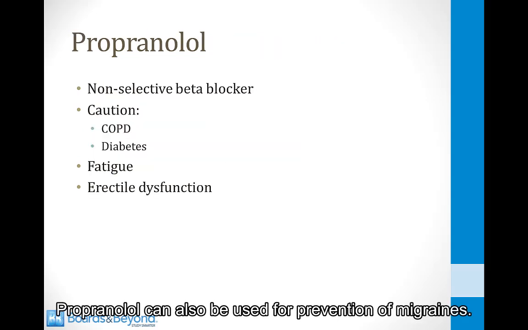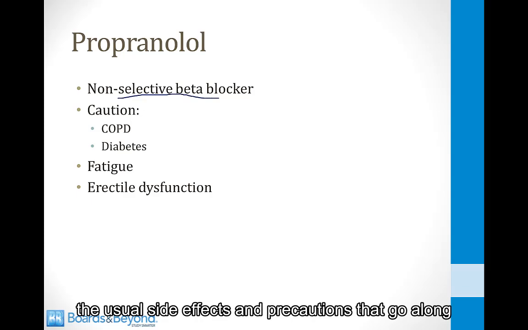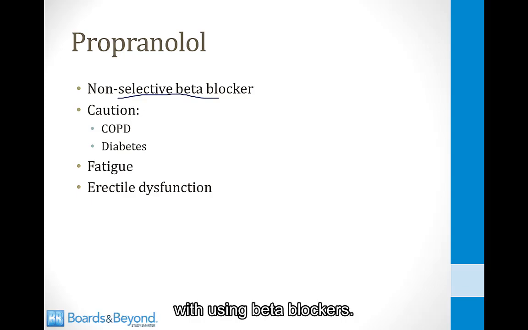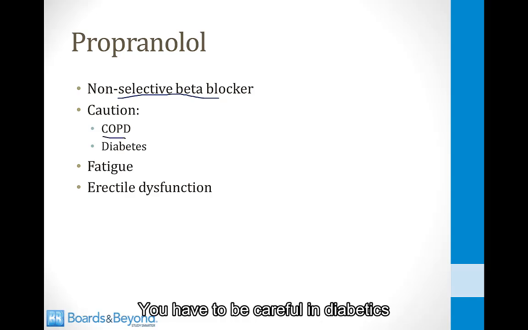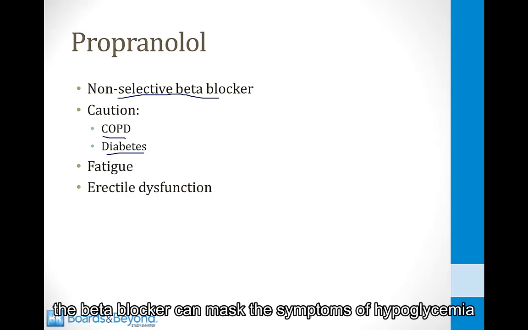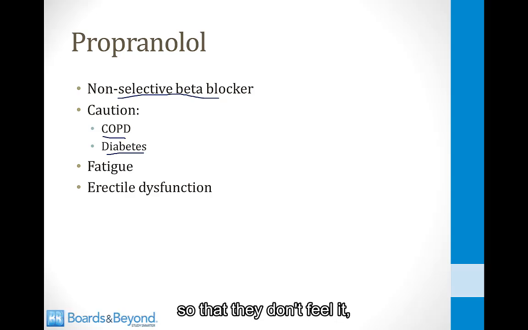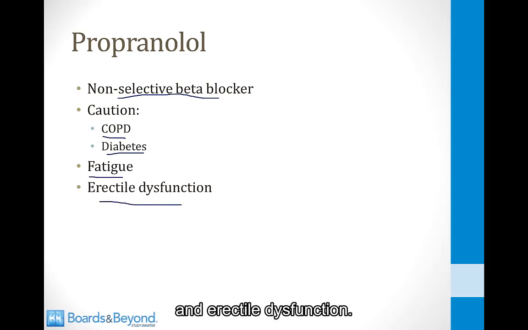Propranolol can also be used for prevention of migraines. It's a non-selective beta blocker, and it carries all the usual side effects and precautions that go along with using beta blockers. So it can exacerbate bronchoconstriction and COPD. You have to be careful in diabetics because if they get hypoglycemic, in theory, the beta blocker can mask the symptoms of hypoglycemia so that they don't feel it. And then it can also cause side effects like fatigue and erectile dysfunction.